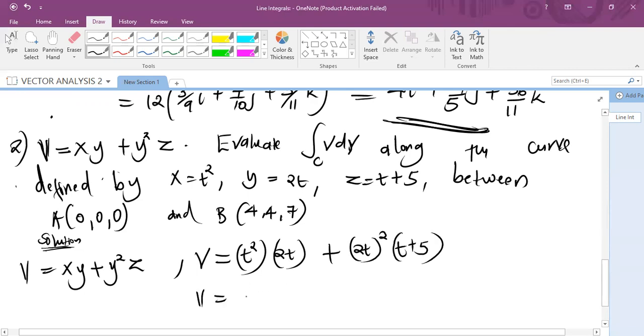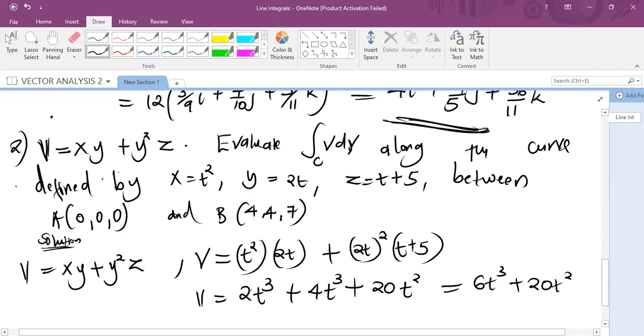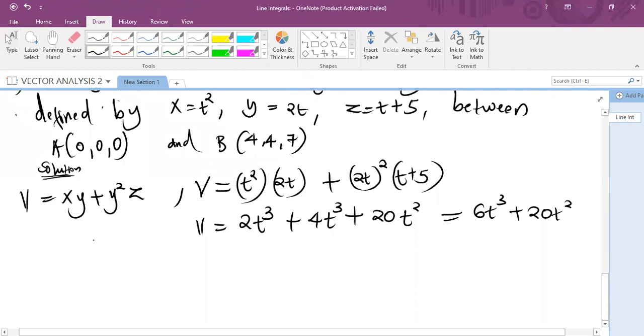So our v will be equal to 2t cubed plus, on this other side, opening this bracket, this is 4t squared, so that will be 4t cubed, and then 4t squared multiplied with 5, so that will be plus 20t squared. Putting the like terms together, this is 6t cubed plus 20t squared. So we already have our value for v with respect to the new variable. Now, what is our dr? And then we go ahead and evaluate the limits as well.